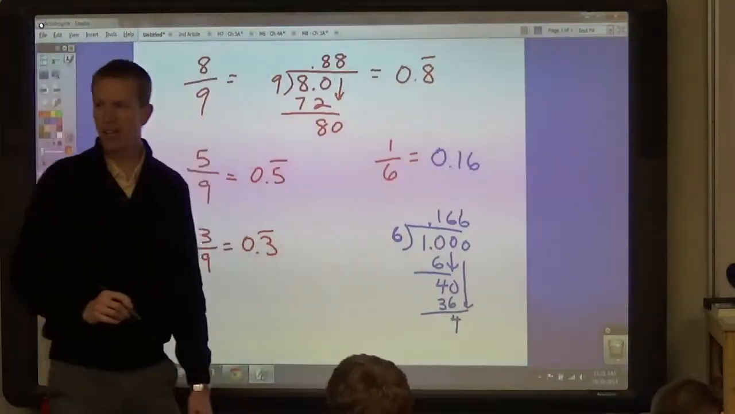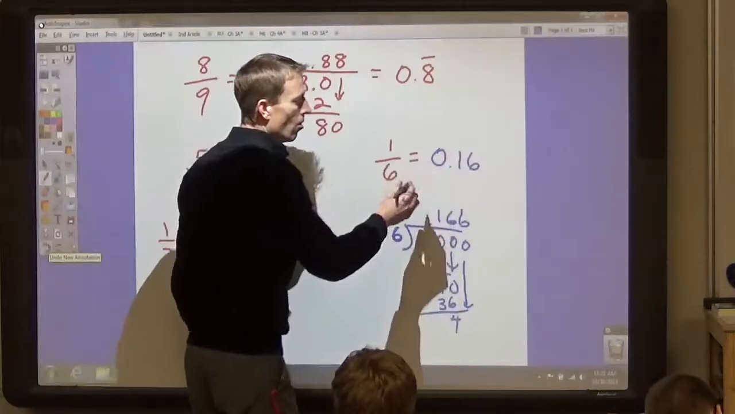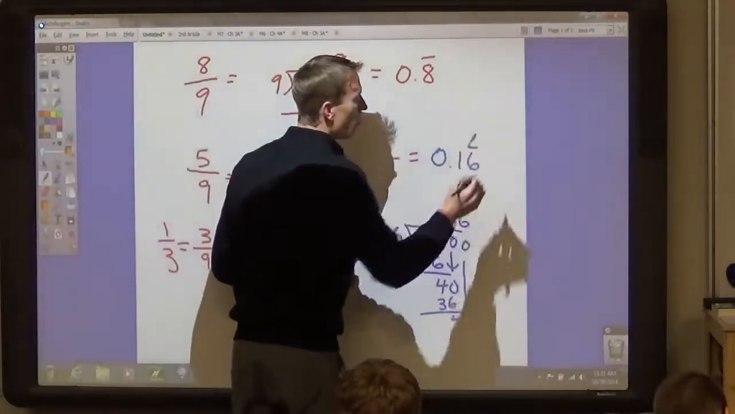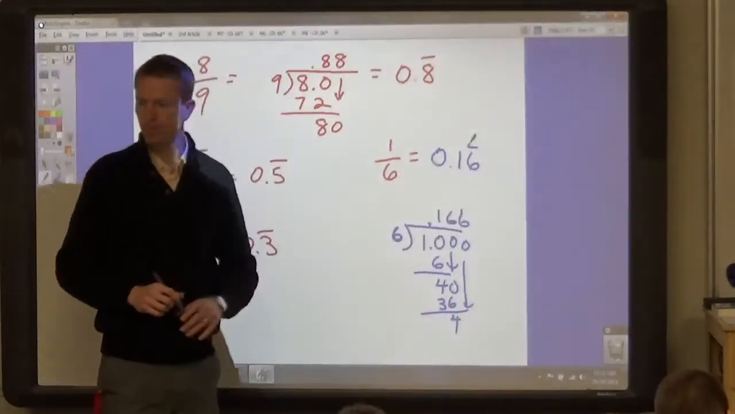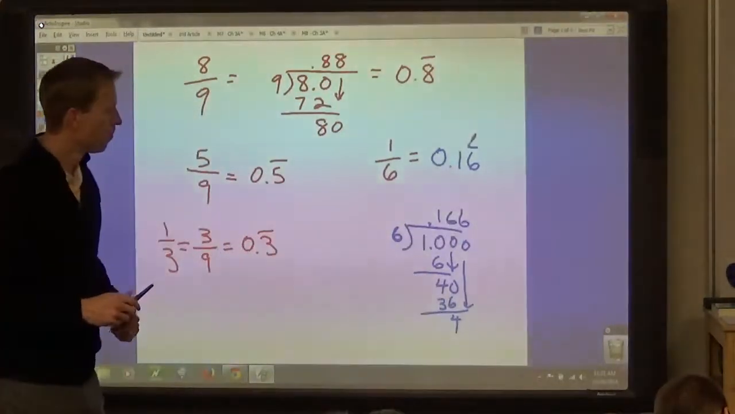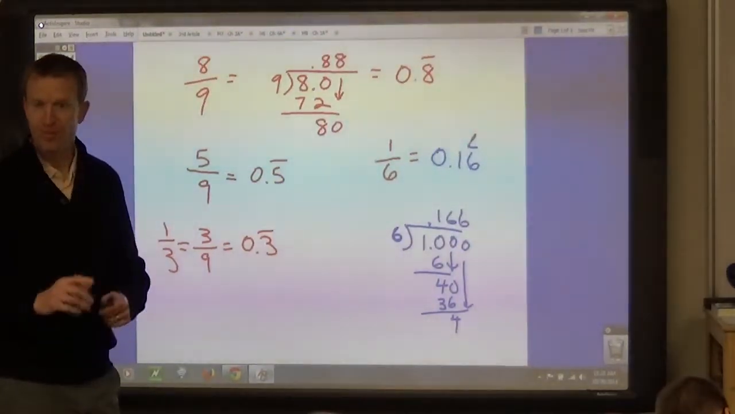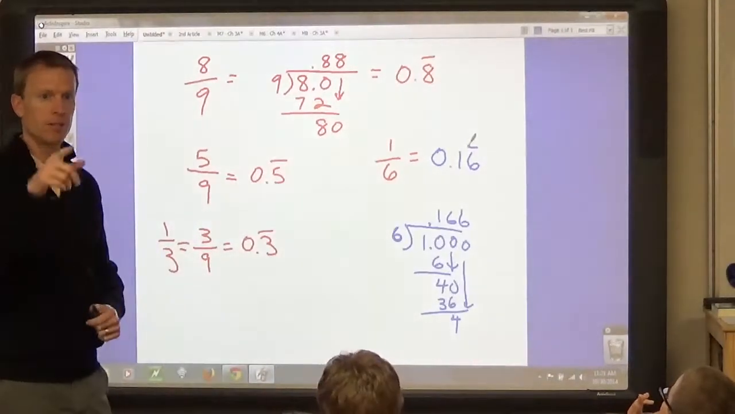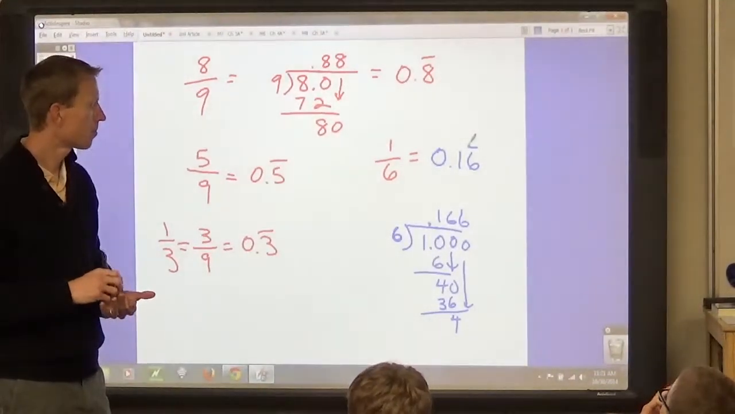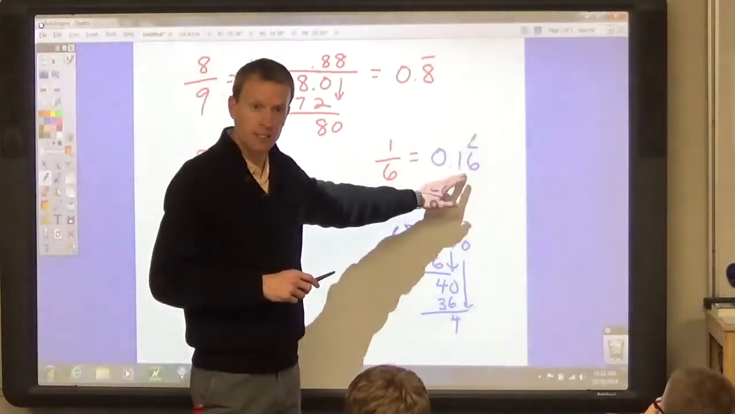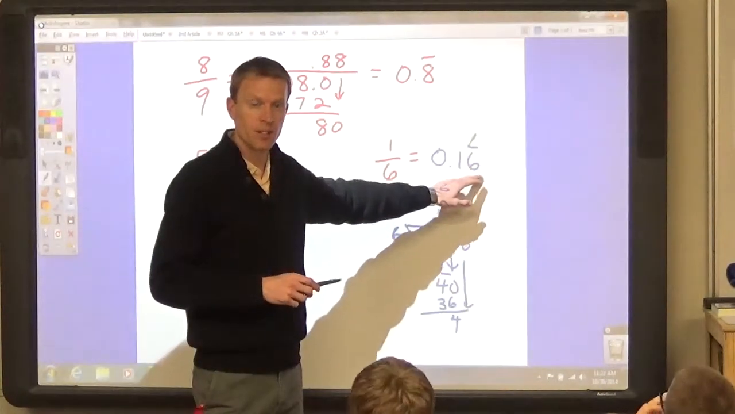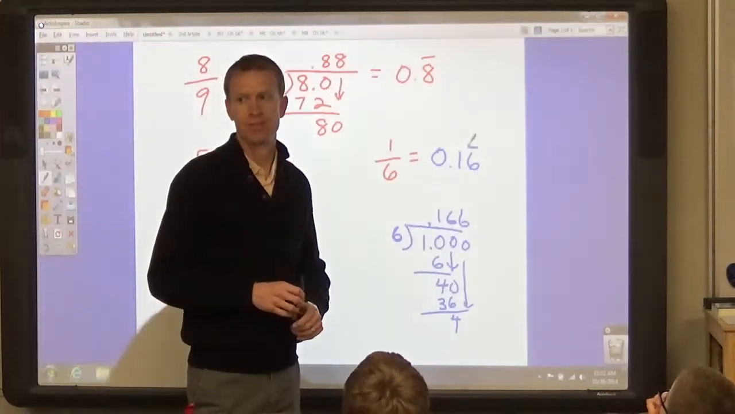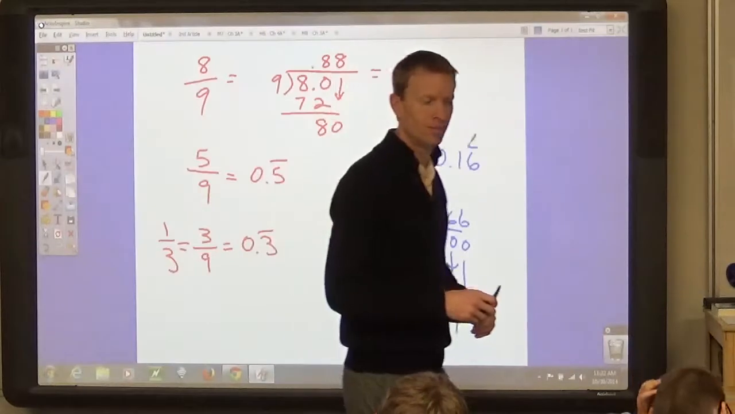Where would we put the repeating sign, Lily? Would we put it over both numbers or just the 6? Just the 6. Only put it over the number that's repeating. Because if you put it over the 1 and 6, then it would repeat 16 and 16. Put it over all the numbers that repeat. How would you read that? You'd read it as 16 hundredths with the 6 repeating.